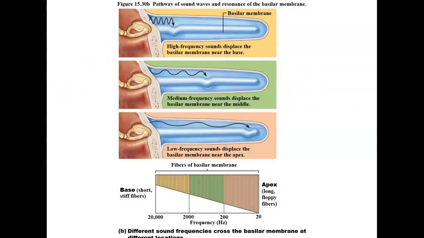So high frequency sounds are going to be sensed at the very start of the snail, the cochlea, and then medium frequencies are going to be sensed in the middle, and then super low frequencies are going to be sensed towards the end of the cochlea. Of course, some sounds will not be heard at all, and they'll travel right on around and then be dissipated by the round window into the tympanic cavity.